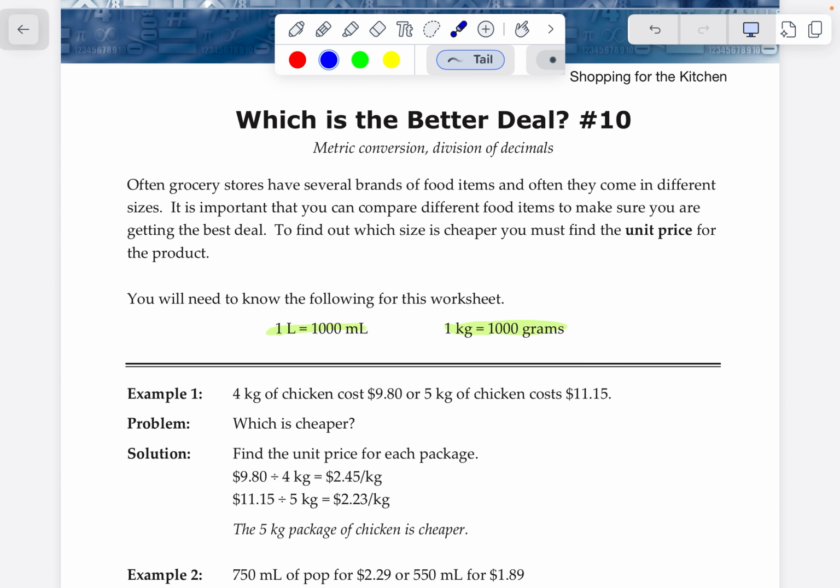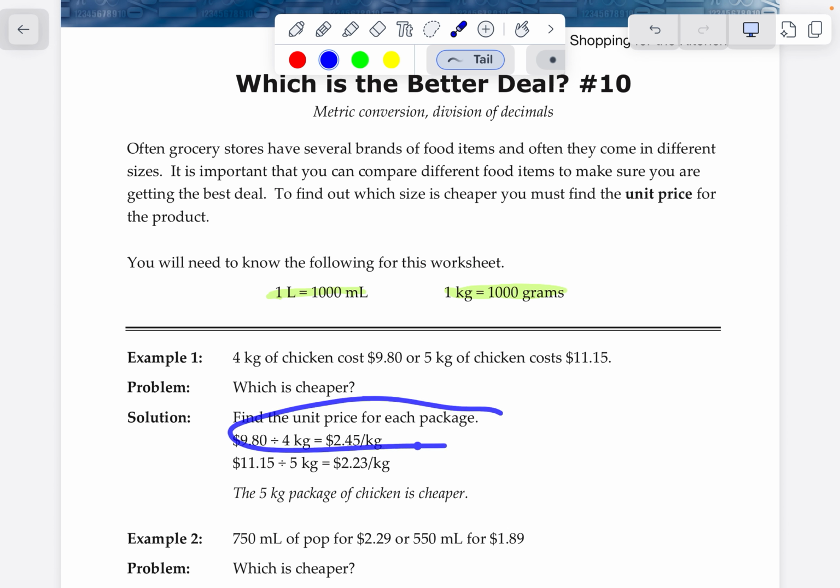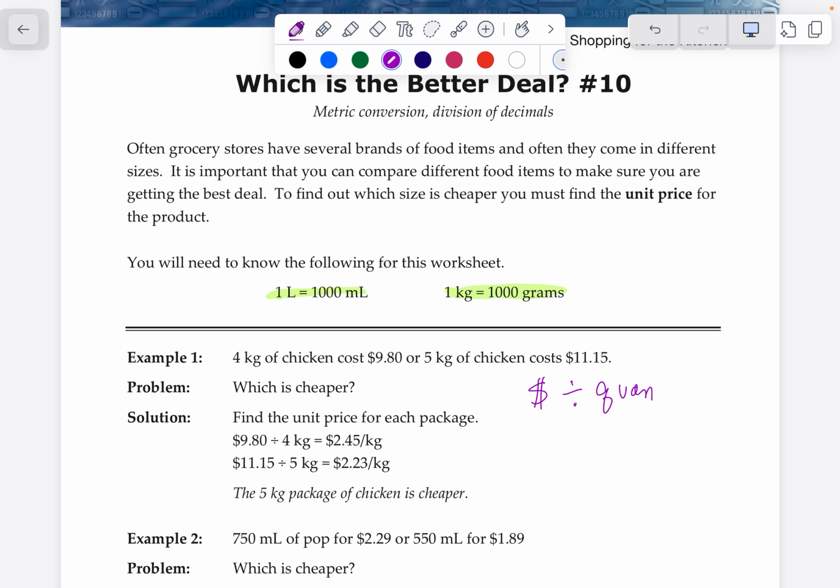You always do the unit price. It is always, and you can make yourself a little note, it is always the cost divided by the quantity. We talked about that yesterday. It is always the cost divided by the quantity. If you do it opposite, you're going to get it wrong. Okay? So look what they did.